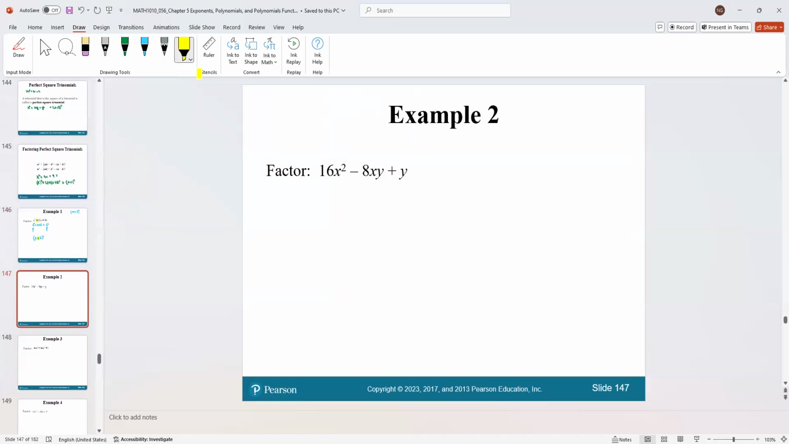Now, let's go with that one. Again, first of all, what term can you write as the square of a? So, what can you raise to the power 2 to obtain 16x squared?